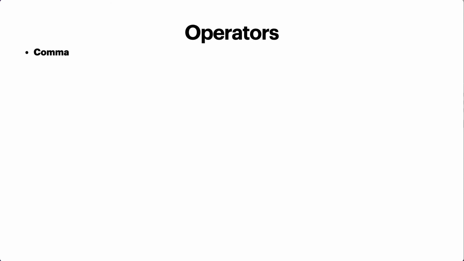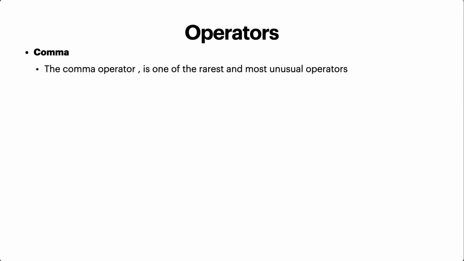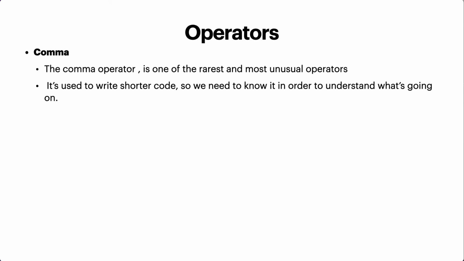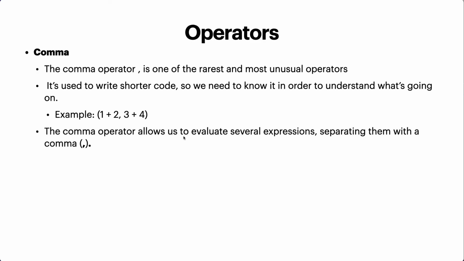Now we will talk about the comma operator. The comma operator is one of the rarest and most unusual operators, and it's used to write shorter code, so we need to know it in order to understand what's going on. For example, we have this operation: 1 plus 2, and 3 plus 4. The comma operator allows us to evaluate several expressions separated by a comma. So we have two expressions here: 1 plus 2, separated by the comma, and then 3 plus 4.